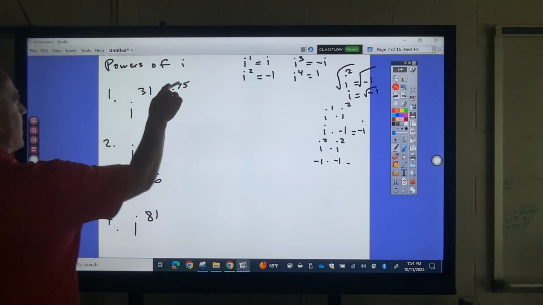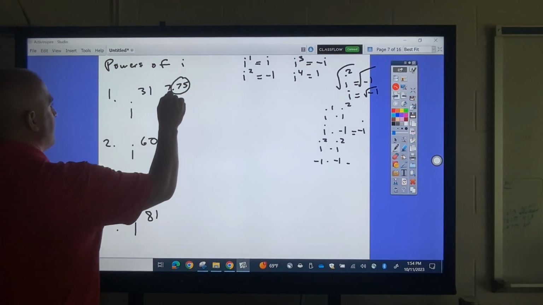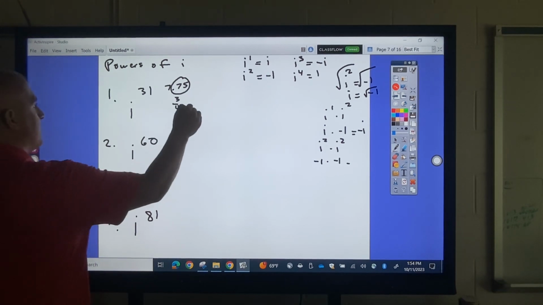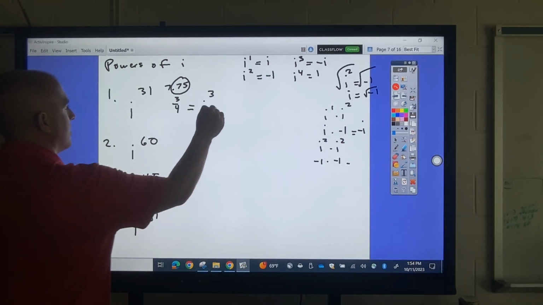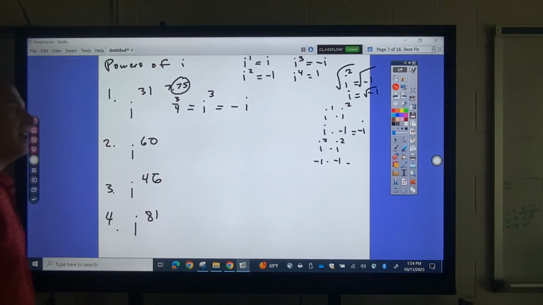The way you can remember that is 0.75 is 3/4. So what does that mean? That means it's i to the third, or that's going to be negative i. Okay? All right, and that's how you can do that.